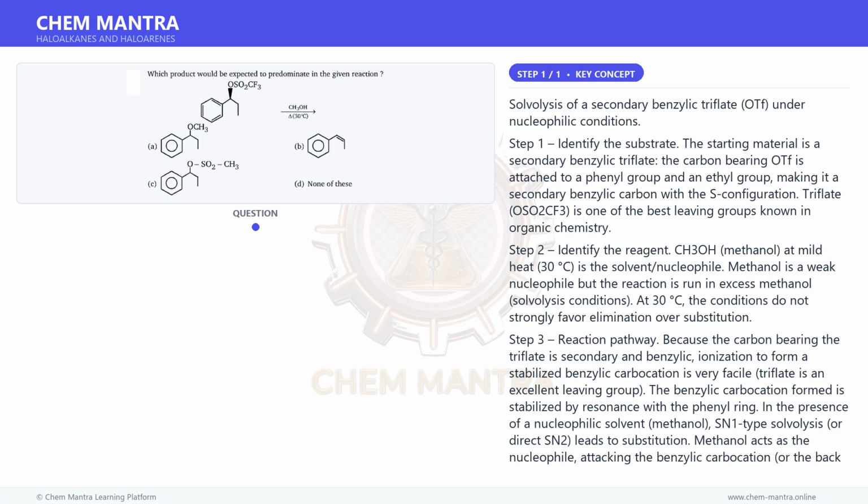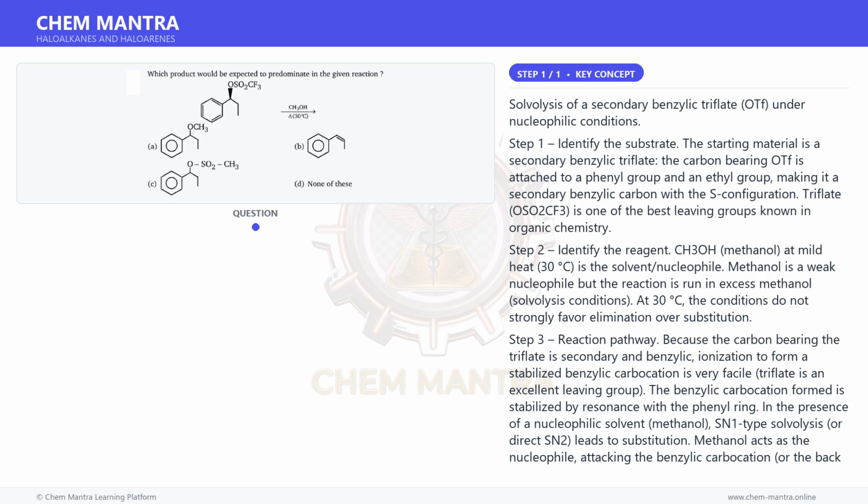Step 5. Evaluate other options. Option B. Beta-methylstyrene. This would require elimination, E1 or E2. Under these mild conditions, weak base, 30 degrees Celsius, elimination is not the predominant pathway. Option C. PhCH(OSO2CH3).